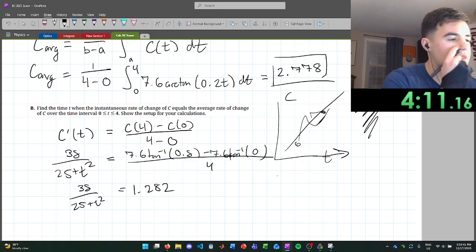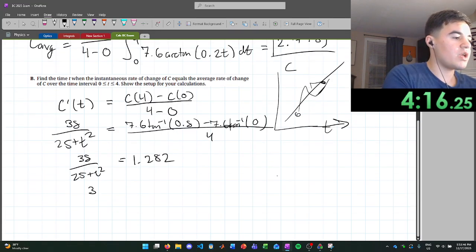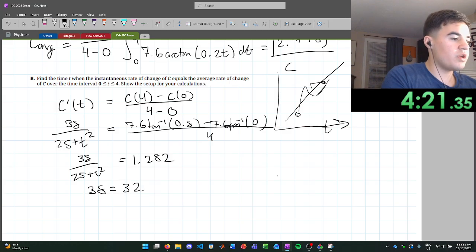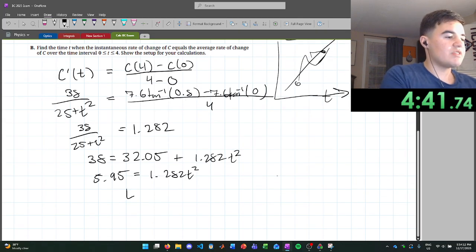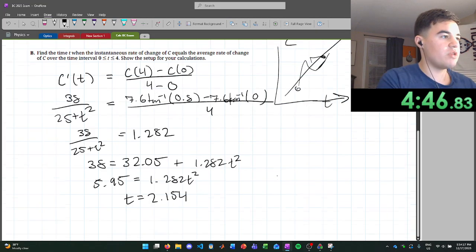We can graph both of these and get the intersection, or we can just solve it out. This becomes 38 is equal to 25 times 1.282, 32.05, plus 1.282 t squared. Move that over: 38 minus 32.05, 5.95, is equal to 1.282 t squared. Divide by 1.282, then square root it, taking the positive answer because we're dealing with time. It's going to give us t equals 2.154.